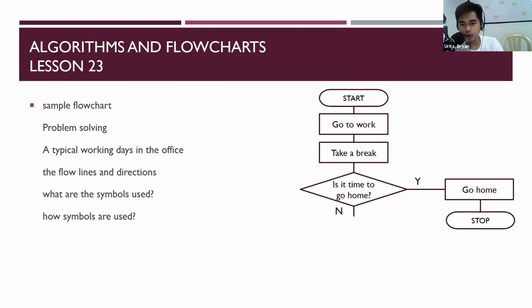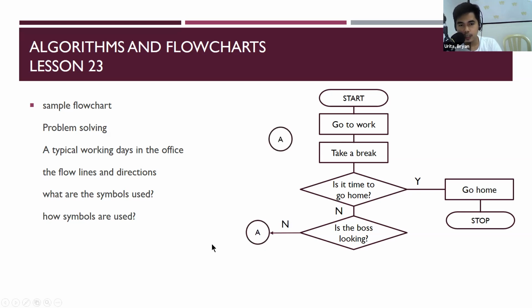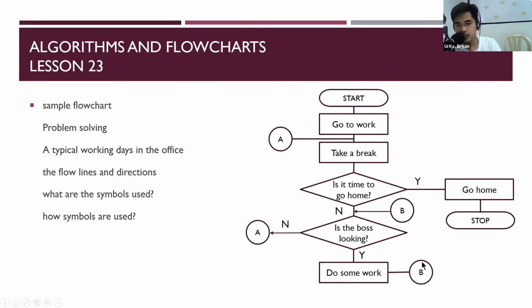But if no, yan, if no, is the boss looking? So there is another decision here. Is the boss looking? If no, go to A. Where is A? There is A. Meaning you're going to take a break. So loop lang to. Okay, so we are now using on-page connector, small circle. Is the boss looking? Yes. Do some work. And then B. Where is B? Is the boss looking? So parang paulit-ulit lang doon.